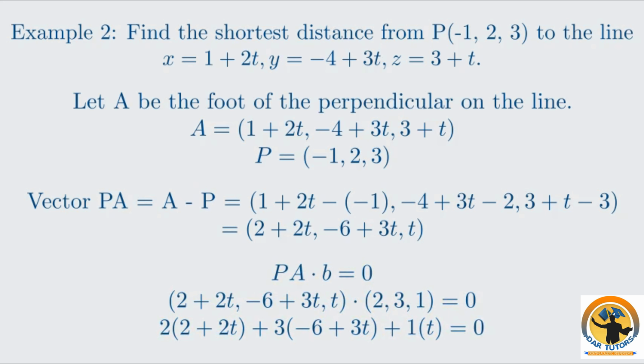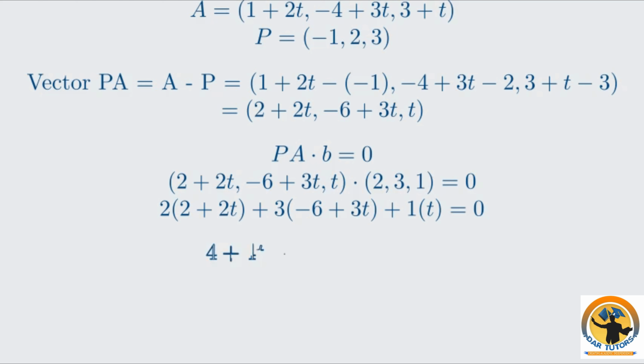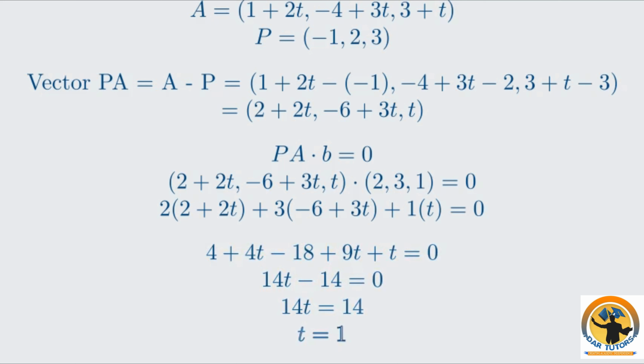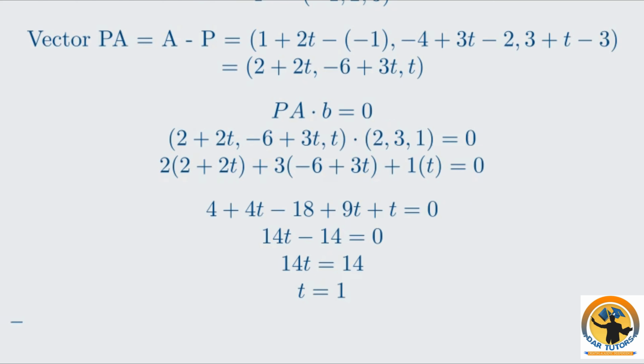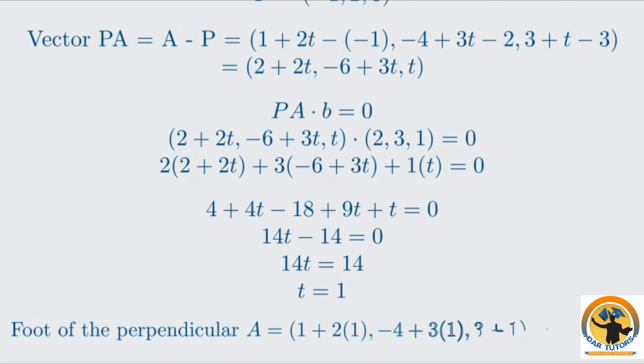Let's solve for t. Expanding the equation, we get 4 + 4t - 18 + 9t + t = 0. Combining like terms, we have 14t = 14. Therefore, t = 1. This value of t gives us the foot of the perpendicular, A. Substituting t = 1 back into the coordinates for A, we find that the foot of the perpendicular is the point (3, -1, 4).